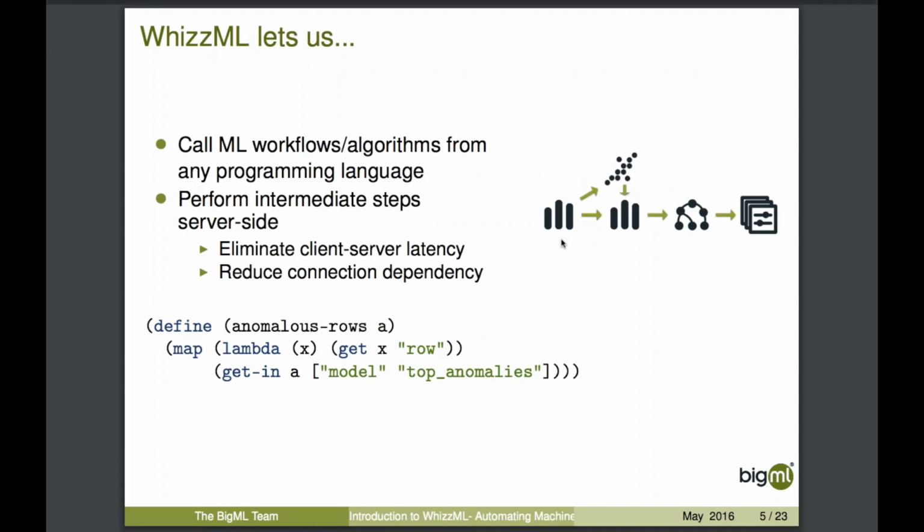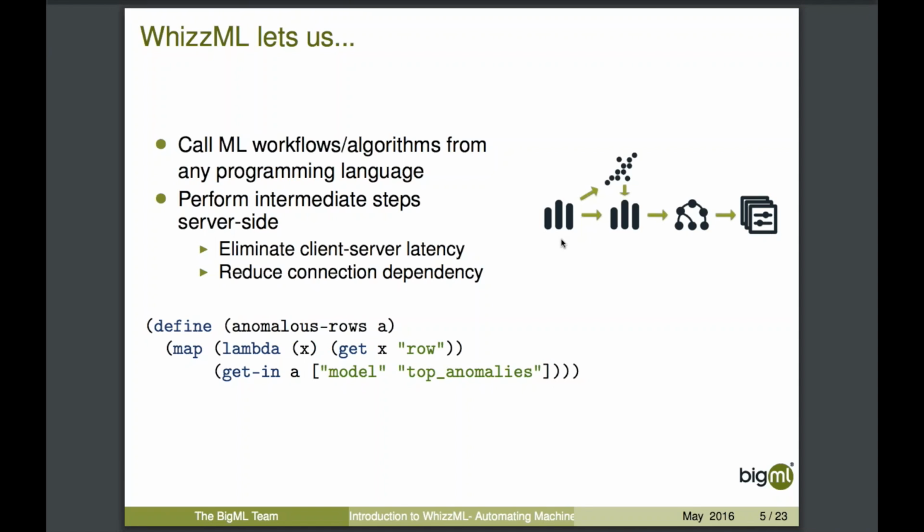Diving a little bit deeper, why is WhizzML important? Well, first of all, WhizzML lets us use a machine learning workflow or algorithm from any programming language. Before, if we had a Python app, we could code the different steps of a BigML workflow in Python, and we're going to see an example of this later. But then what happens if you have another language that you want to use it from? You'd have to rewrite it. So WhizzML solves that problem.